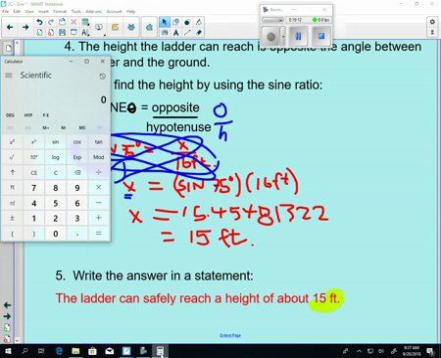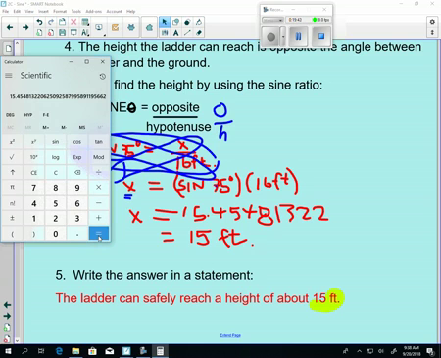Sine 75. Now in this calculator here, we have to put the degree in first. So 75, sine, here's your sine button, there's our decimal fraction, times 16, equals. We get 15.4548, this long number. So then we're going to round off.